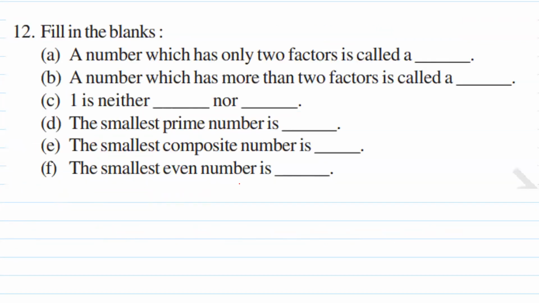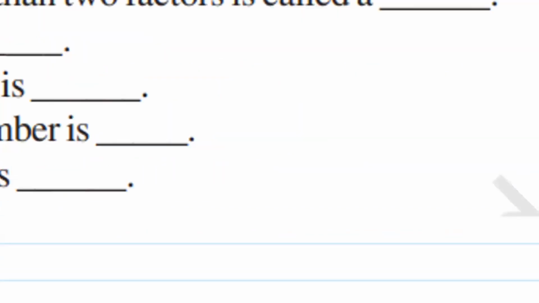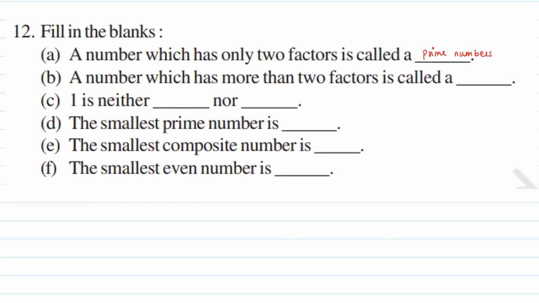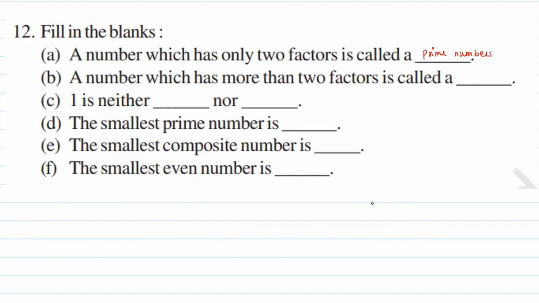Now coming to the 12th. Fill in the blanks: a number which has only 2 factors. What do we call a number which has only 2 factors? Prime numbers, right? Because with more than 2 factors, we have a composite number. The two factors are 1 and the number itself, right? The number which has more than 2 factors is called a composite number.